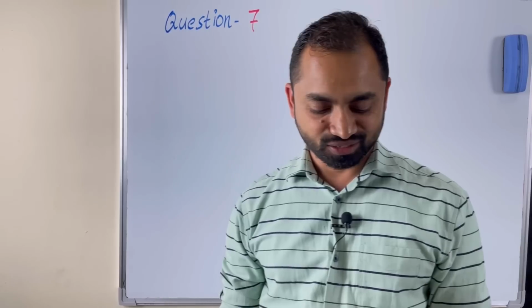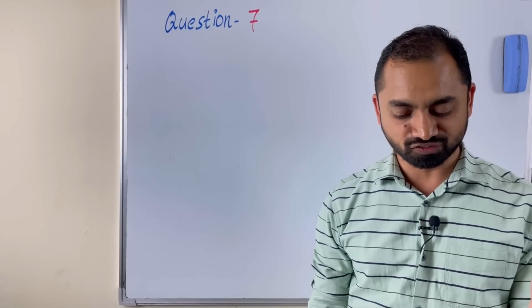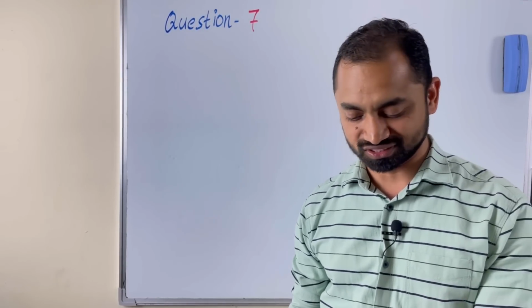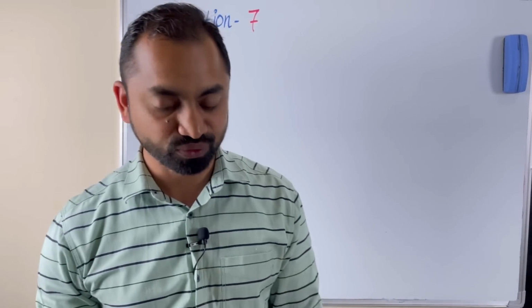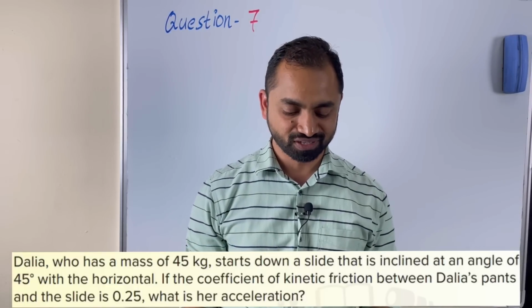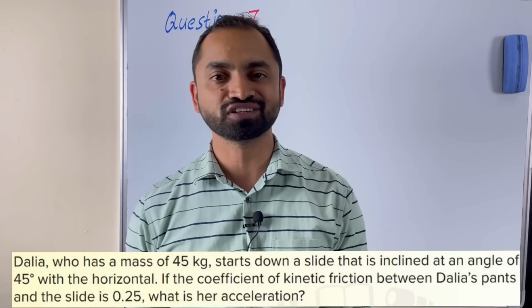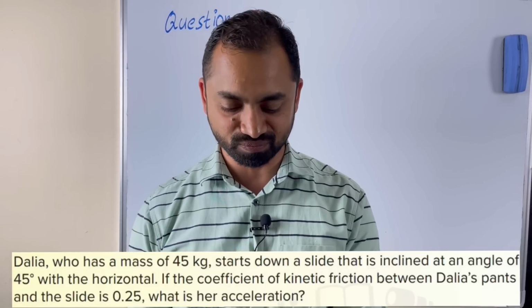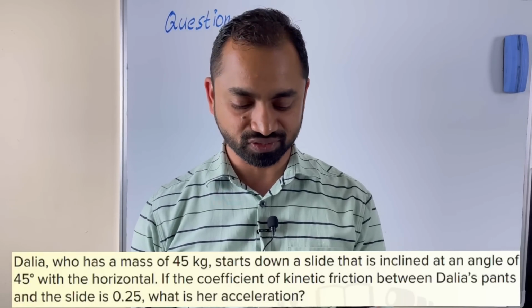Question 7. Solve problems related to friction. This is question number 35 from page number 133 of your textbook. Dahlia, who has a mass of 45 kg. The name of the person may be different in the textbook, only the name will be different, everything else will be same. The question, the numbers, everything is same.